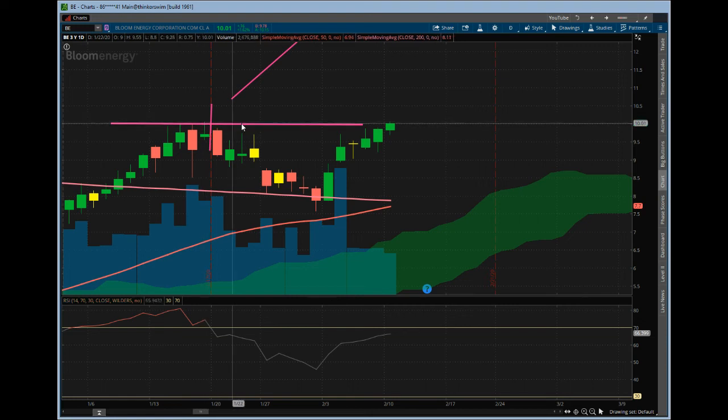Bloom Energy, very interesting right here. It's right at this prior resistance level. So if that gives another push, that could get a move out. I like these energy stocks that you're looking at right here.